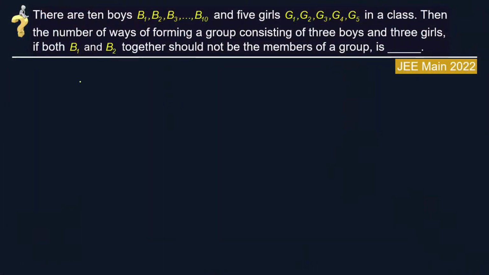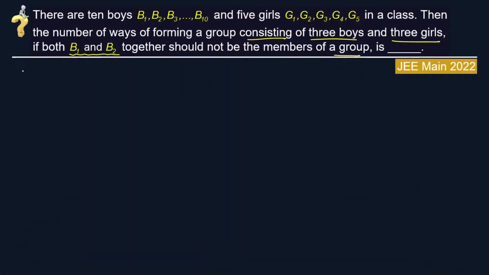See this question. There are 10 boys and 5 girls. Then the number of ways of forming a group consisting of 3 boys and 3 girls, if both B1 and B2 together should not be the members of a group. You have to form a group consisting of 3 boys and 3 girls from the available 10 boys and 5 girls. But be careful, B1 and B2 will never be together in the group. It means that when B1 is there, B2 is not there. When B2 is there, B1 is not there. Or the other case will be, I have not selected B1 as well as B2. Both of them are not selected. So there will be 3 cases.